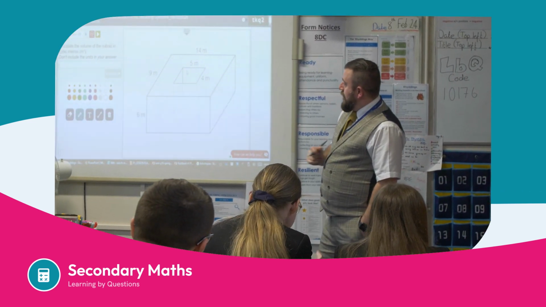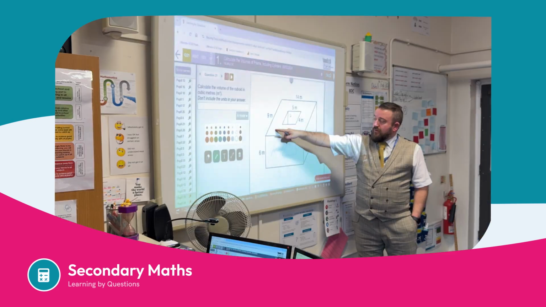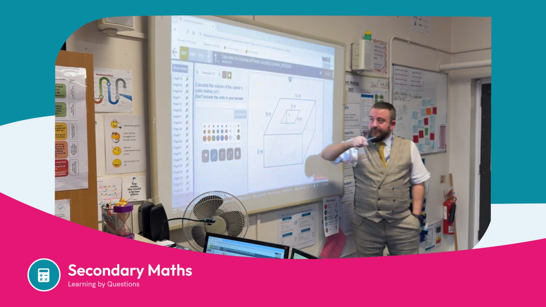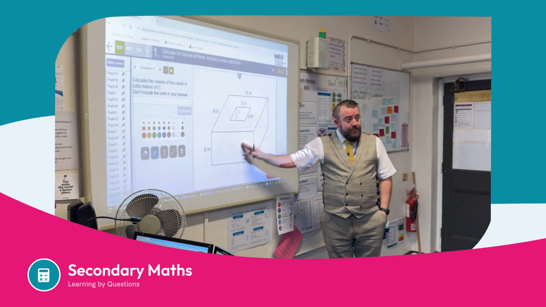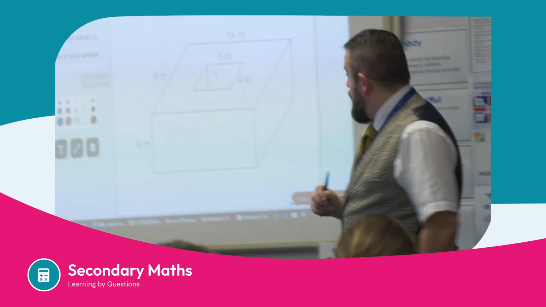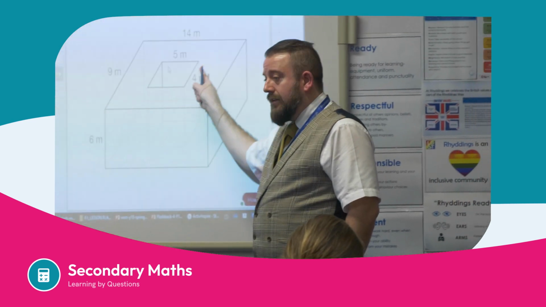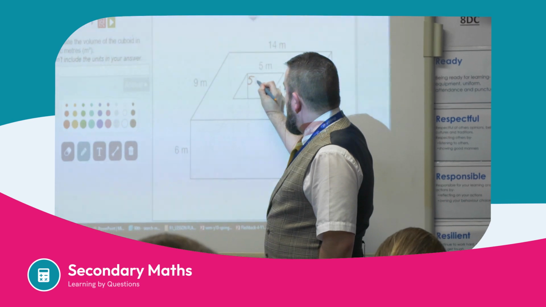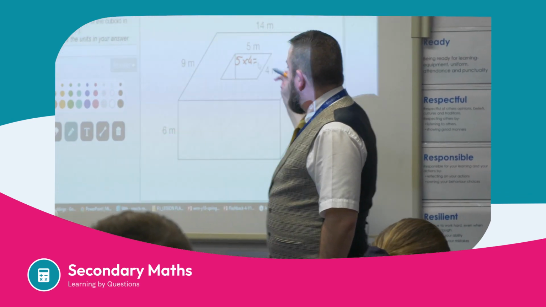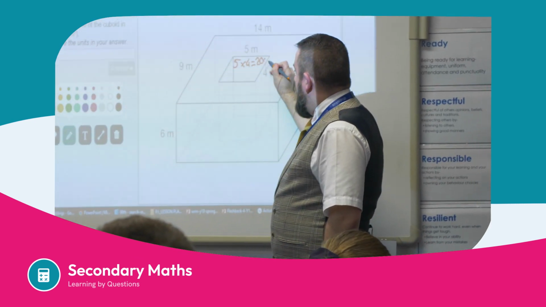So what we need to have a look at is, this isn't here. So we've got all the outside. What we need to do first is find the volume of the inside cube. So what's the area of this rectangle? Inside, we're going to do 5 times by 4 equals what? 20. So that's the area of this cross section.